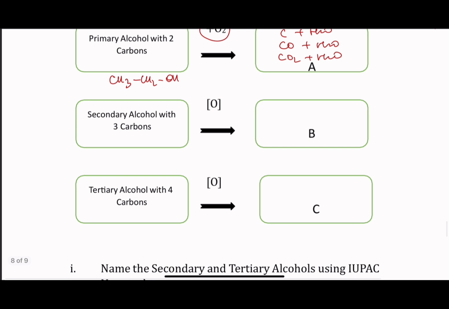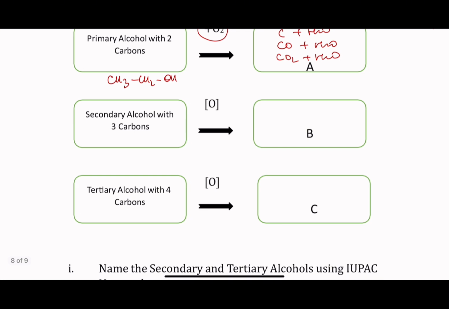Now, secondary alcohol with 3 carbons. So for 3 carbons, we're talking about propanol. But it's a secondary, so this is isopropanol. Okay, it's not attached on the end, but it's attached in the middle. So when you oxidize it, you get ketone.